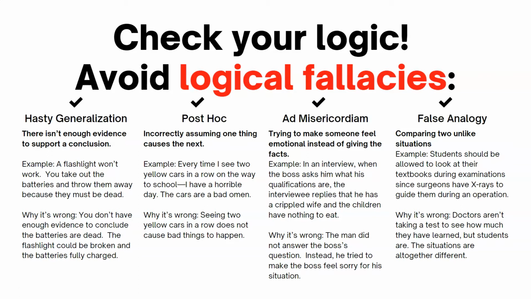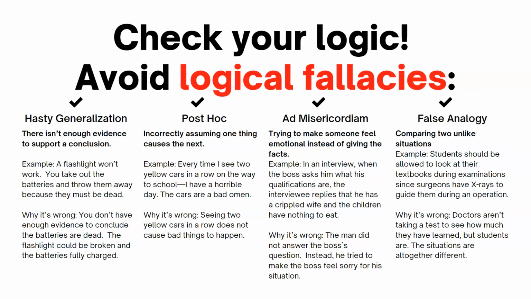An example: a flashlight won't work. You take out the batteries and throw them away because they must be dead. The reason it's wrong is because you don't have enough evidence to conclude that the batteries are dead. The flashlight could be broken and the batteries fully charged. So in your essay, make sure that you have enough explanations and reasoning that bring us to the conclusion or the claim that you wrote.